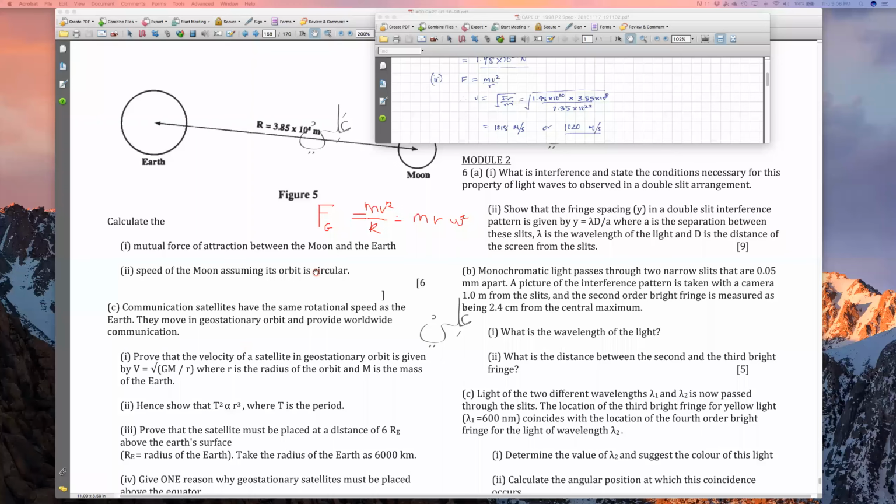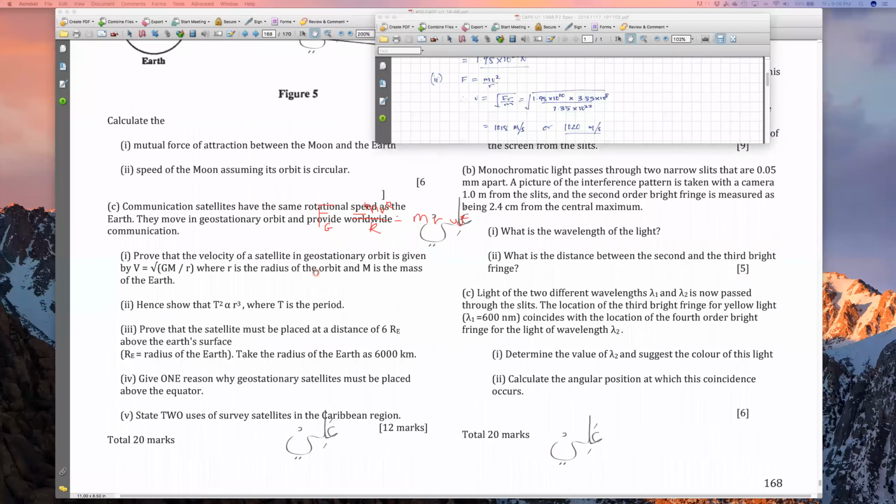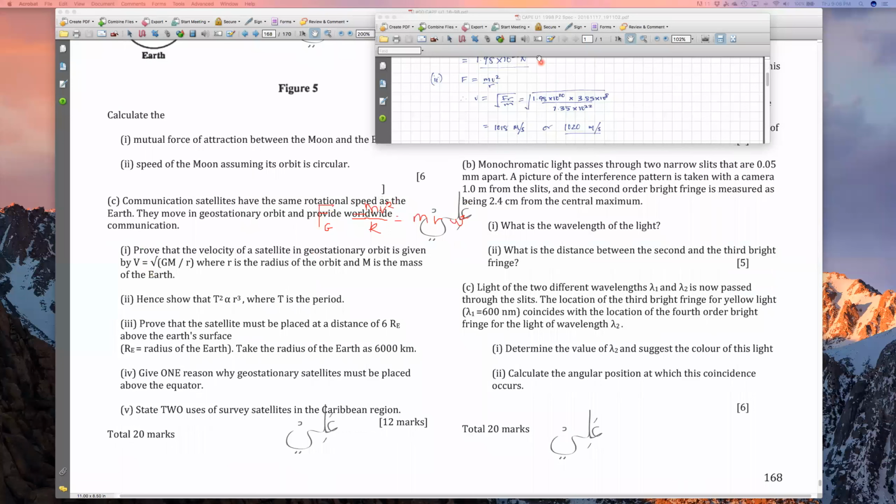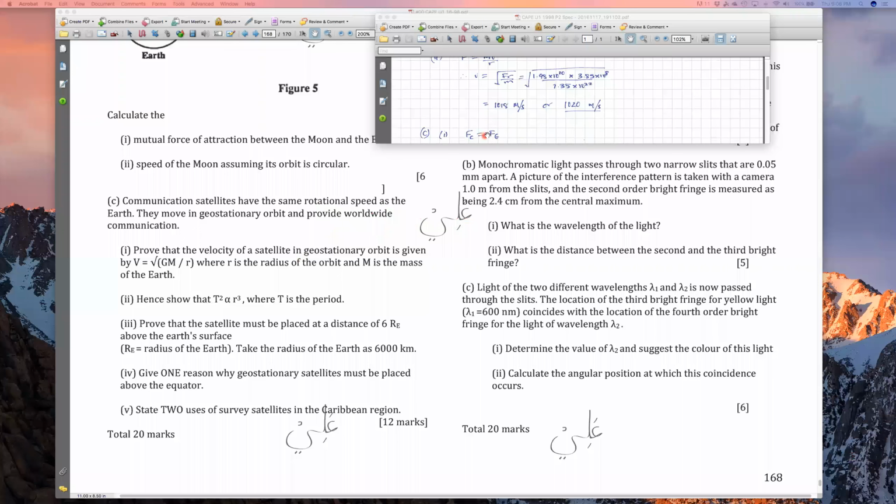The next part, this one is about communication satellites. Let's just clear that writing. All right, communication satellites have the same rotational speed as the Earth. They move in a geostationary orbit to provide worldwide communication. Prove that the velocity of a satellite in geostationary orbit. Again, you're looking at the same idea that centripetal force is equal to gravitational force. We said last day that once an object is in stable orbit, the required centripetal force is provided for by the gravitational force. So we start with that.